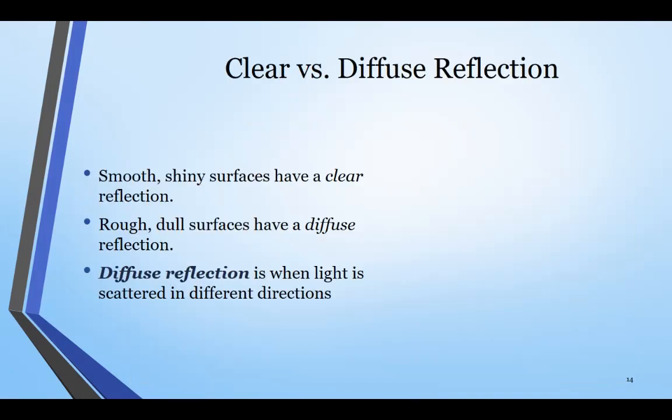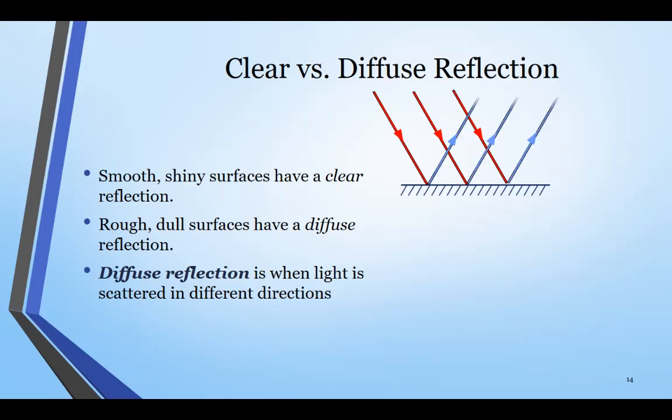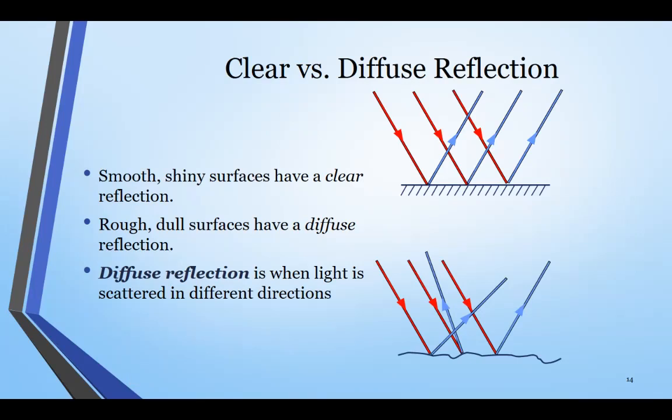And this is where we get back to our rest stop bathroom example. Shiny, smooth surfaces, perfectly flat, have a very clear reflection because all those light rays coming in at the same angle of incidence go out at the same angle of reflection. However, if you have a rough or a dull surface that is not nice and flat and polished, you end up getting what's called a diffuse reflection. Notice that the angle of incidence for all of these rays is going to be the same, but because of where it hits on the surface, they're coming off at different angles.